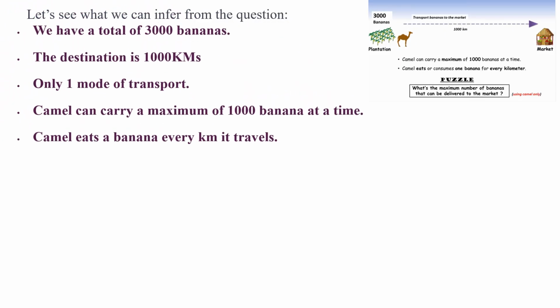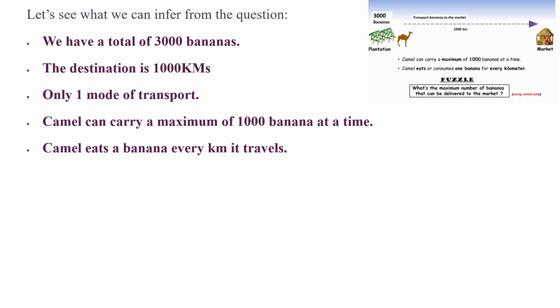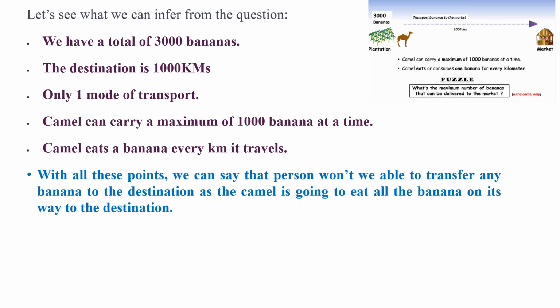So what are the assumptions we can have? We have a total of 3000 bananas. The destination is 1000 kilometers away, with only one mode of transport. The camel can carry a maximum of 1000 bananas at a time. The camel eats a banana every 1 kilometer. Then we cannot allow the camel to carry 1000, because in the end we have nothing. So with all these points, we can say that the person won't be able to transfer any banana to the destination as the camel is going to eat all the bananas on its way to the destination.